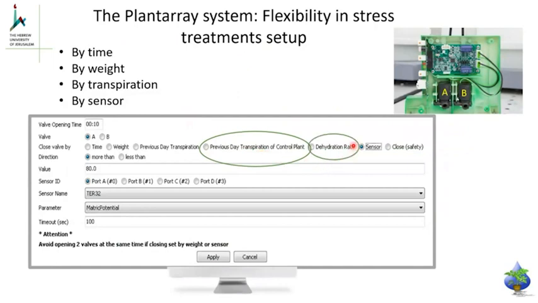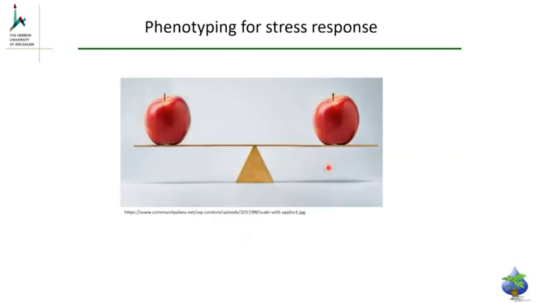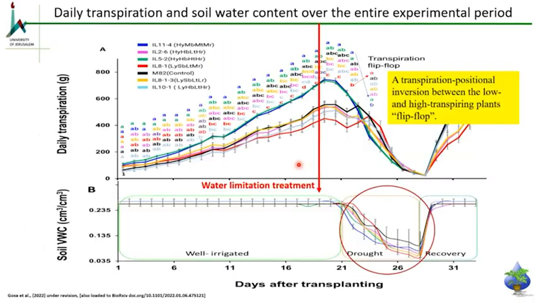We can also do automatic dehydration rate. So we can just do what you saw before. You can just get the drought at a very similar rate as I showed you before, as you can see here.